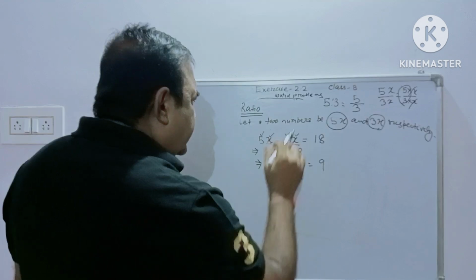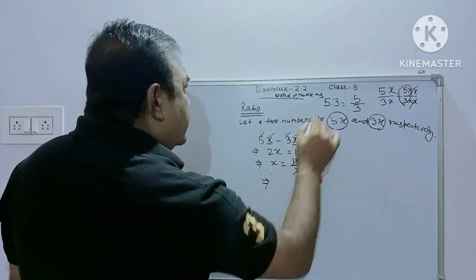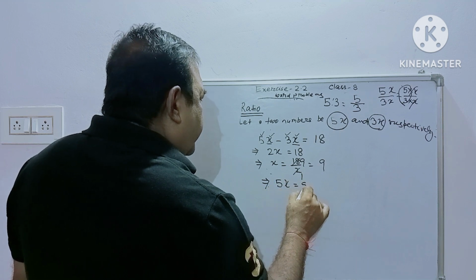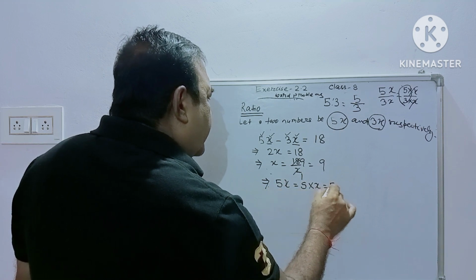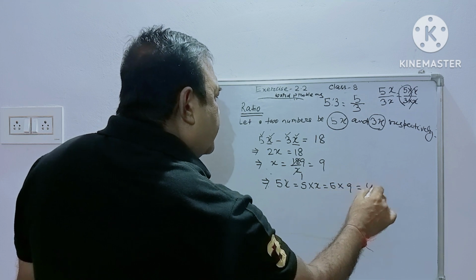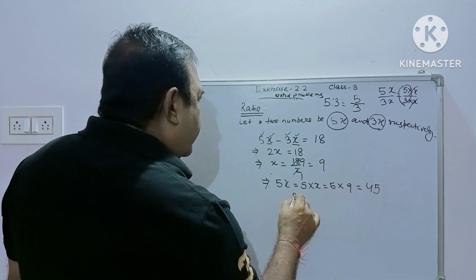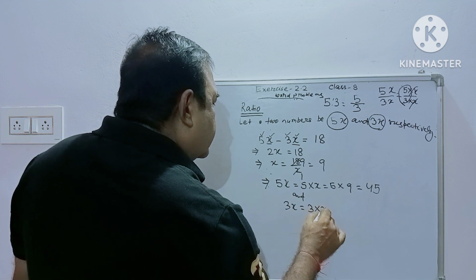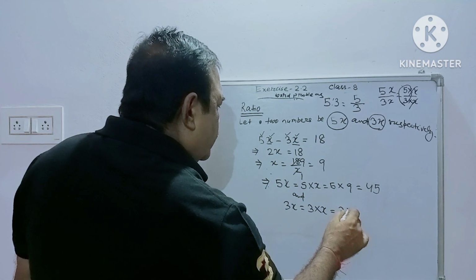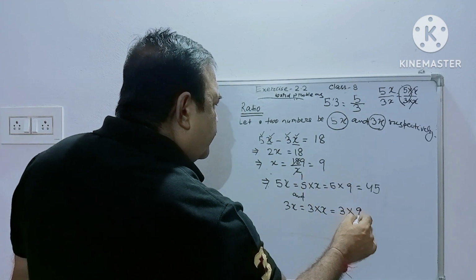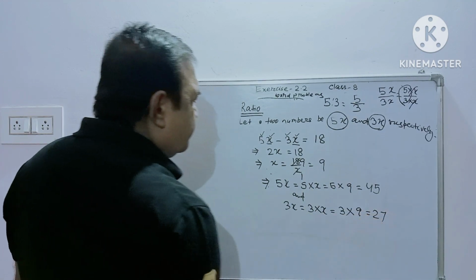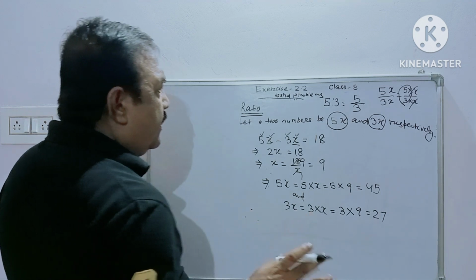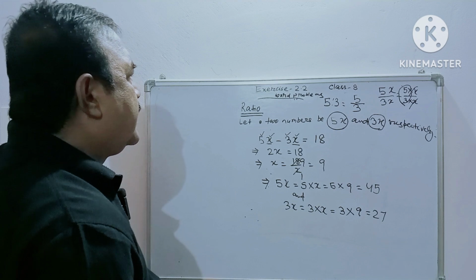So if x is equal to 9, what is 5x? 5 into x, that is equal to 5 into 9, that is equal to 45. And what is the value of 3x? 3x is equal to 3 into x, that is equal to 3 into 9, that is equal to 27. Therefore, the two numbers are 45 and 27 respectively.